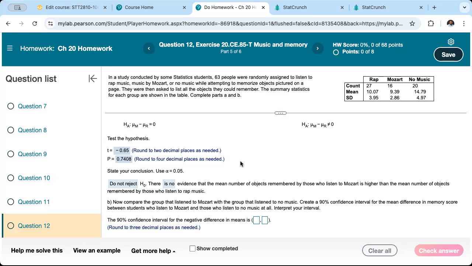Part B says that now we should compare the group that listened to Mozart music with the group that listened to no music. So that is what we want to do now. And then we are asked to create a 90% confidence interval. So we want to create a 90% confidence interval.